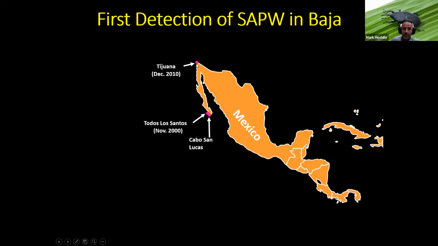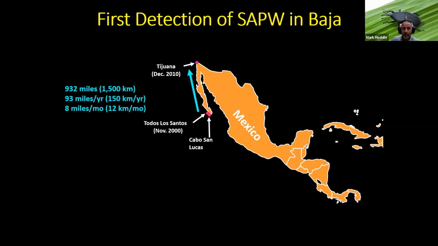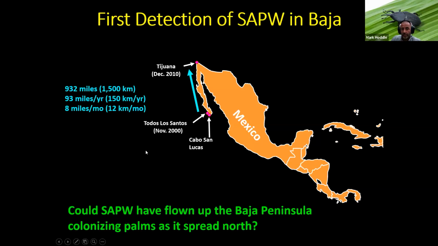Ten years later, the first populations were detected up here in Tijuana. So it was moving northwards at about a rate of 8 miles per year, assuming it just spread its way up the peninsula naturally, and nobody moved infested palm material from, say, Cabo San Lucas all the way up to Tijuana. So it probably moved on its own, just colonizing palms as it moved through these small villages. There's a lot of palm tree hosts there.